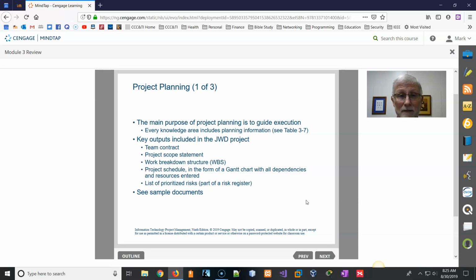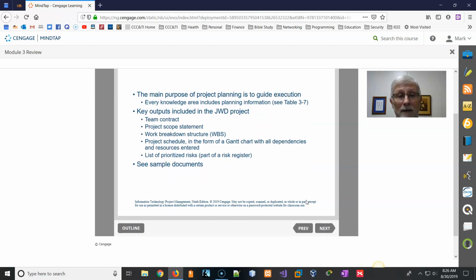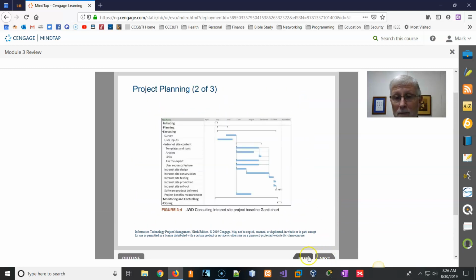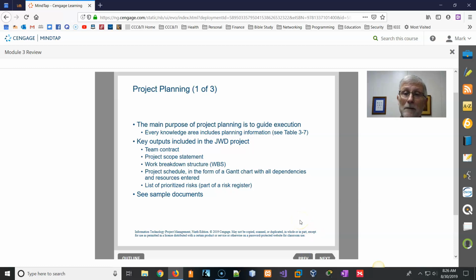Now, the next process group is project planning. The main purpose of this is to guide the execution. Table 3.7 shows you all the knowledge areas including that. So take a look at the table. Table 3.7 identifies all the knowledge areas used in this process area.